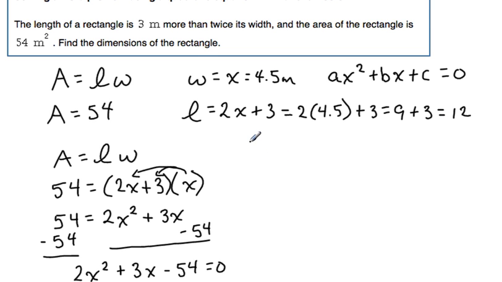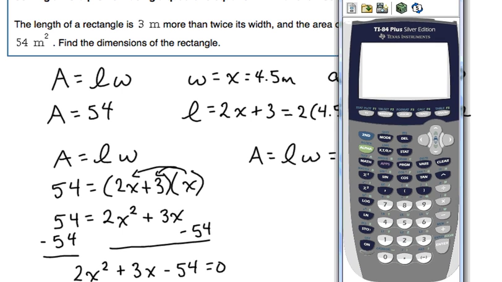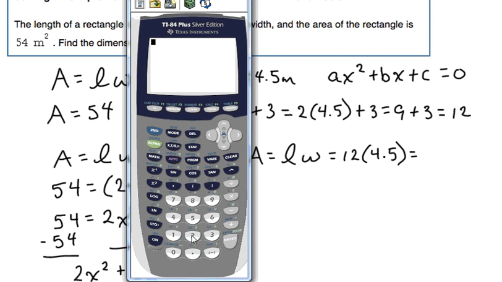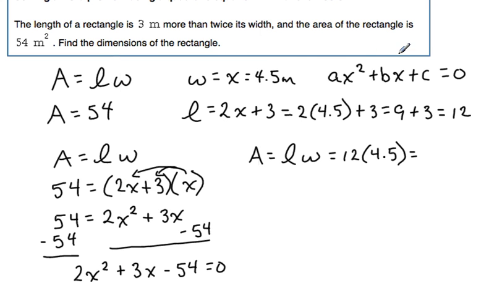And let's just plug in to make sure that our answers are correct. So area equals length times width. Length, we got 12. Width, we got 4.5. And let's pull up our calculator here. Move it here to the left. 12 times 4.5 gets us 54. So our answers are correct. Width is 4.5 meters, length is 12 meters.